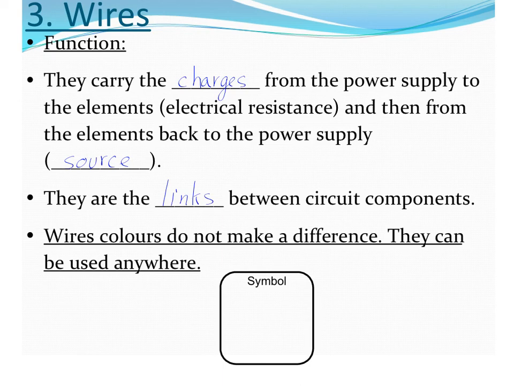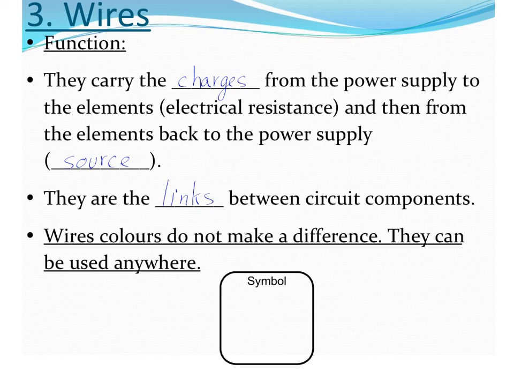And finally, all of this has to be connected together to form a circuit. So we need wires for that. They carry the charges from the power supply to the elements or electrical resistance, and then from the elements back to the power supply or the power source. They are the links between the circuit components.